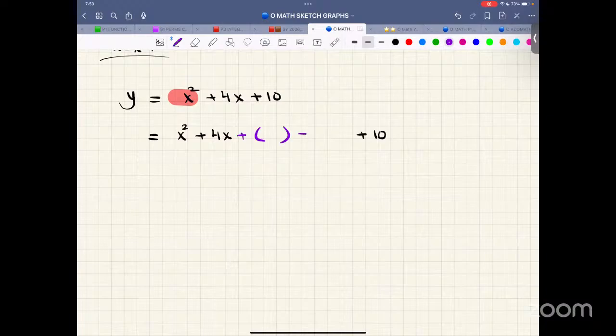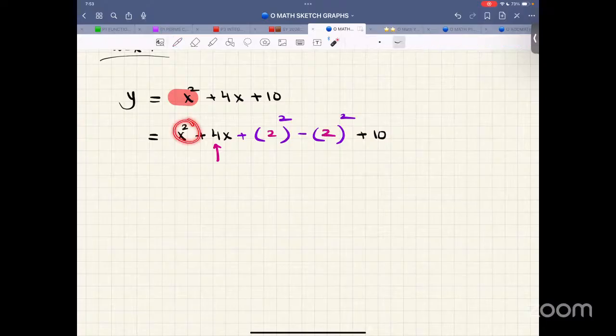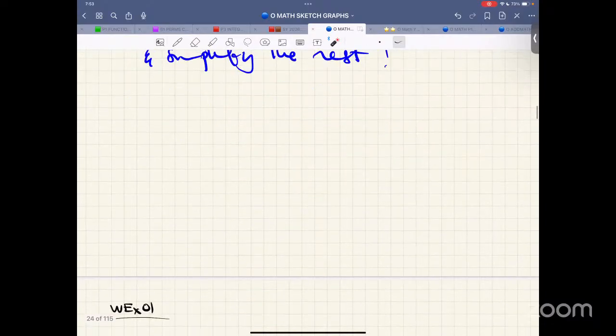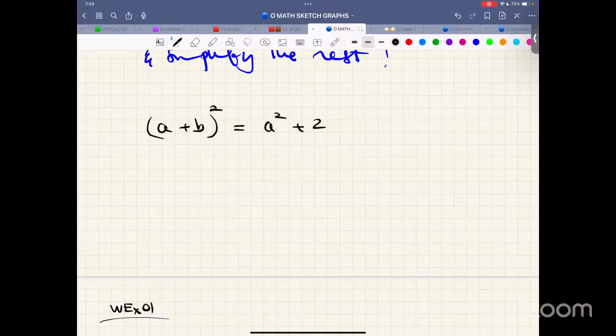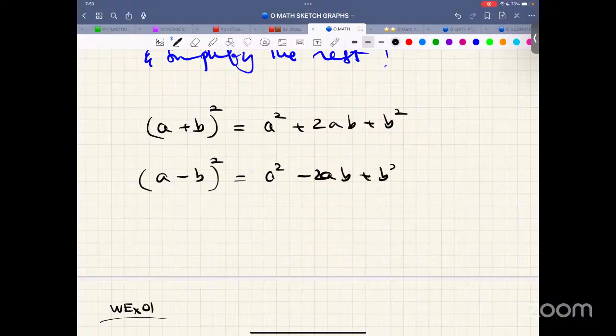First add, then subtract the square of half the coefficient of x, coefficient only. The coefficient of x is 4, half of it is 2. Now, from your knowledge of O-level maths, we know that a plus b whole square is a square plus 2ab plus b square, correct? So let me write over here. I know that a plus b whole square is a square plus 2ab plus b square, and a minus b whole square is a square minus 2ab plus b square.